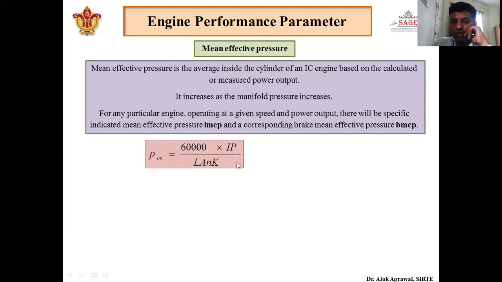This is the formula of indicated mean effective pressure. Similarly for brake mean effective pressure, the only difference in the formula is that IP is replaced by BP, meaning indicated power is replaced by brake power. So it is 60,000 into indicated power upon L A n K. L is the stroke length, A is the area of the piston, n is the number of power strokes, and K is the number of cylinders. If you are talking about a 4-cylinder engine, this capital K is 4. If you talk about a single cylinder engine, this capital K will be 1. And n is the number of power strokes.